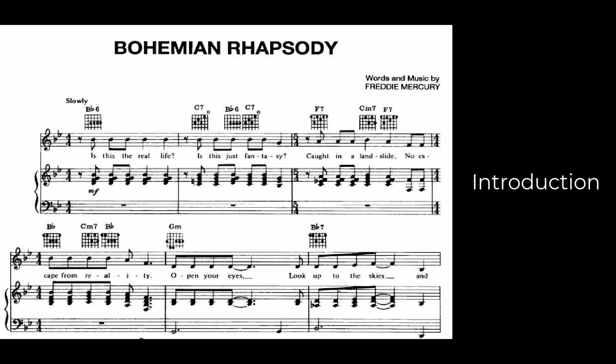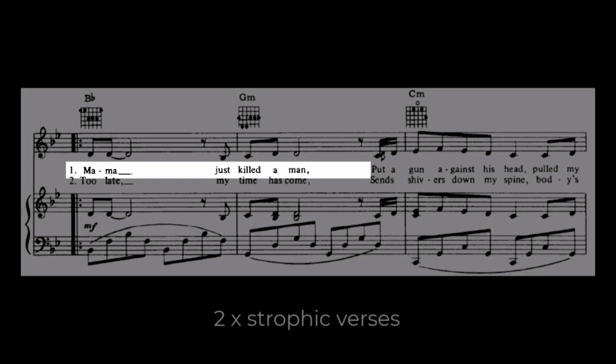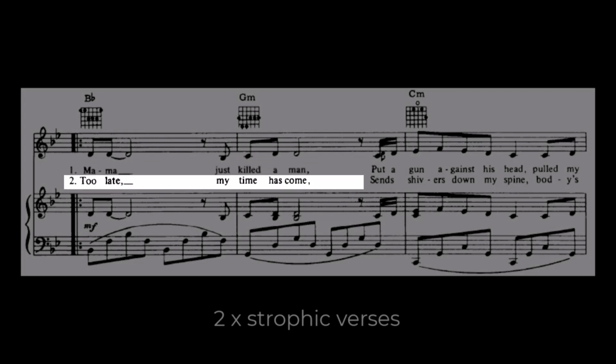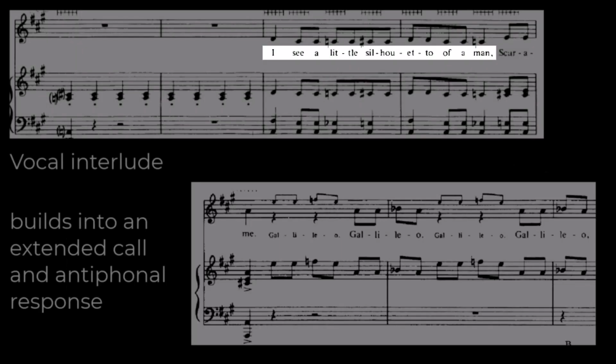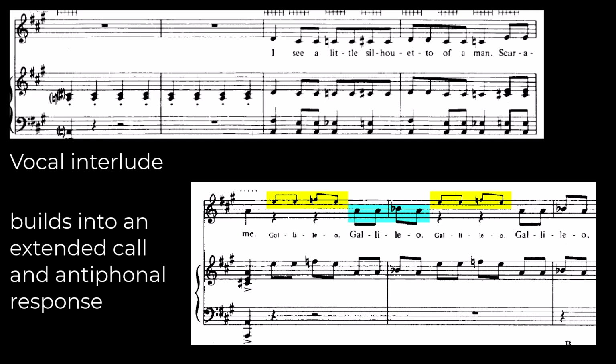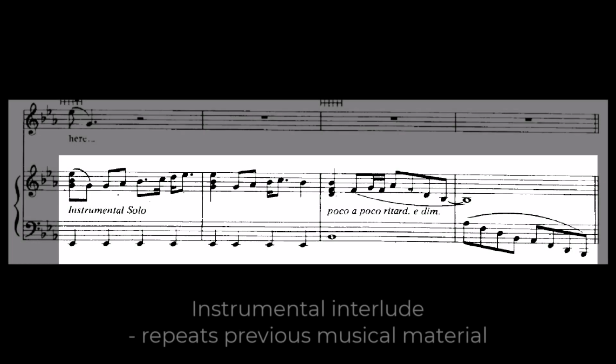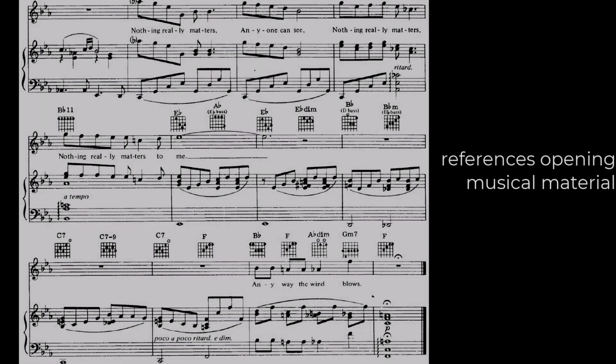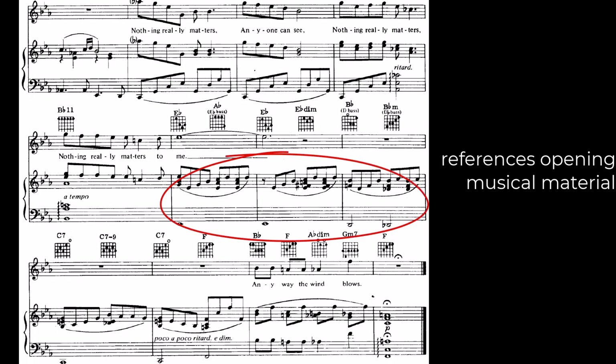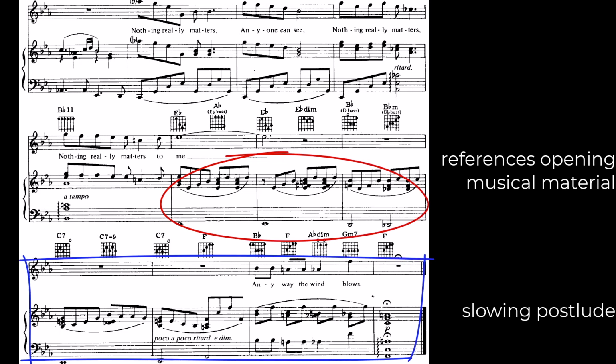We don't have time to examine this in depth, but pause the video if you need to examine any specific aspect. In this piece, we see a broad format of an introduction, the first verse beginning with "Mama just killed a man," the second verse beginning with "Too late," and which ends with a guitar solo, an interlude of "I see a little man," an extension of the interlude which builds into antiphonal call and response, an instrumental solo with different rhythmic pattern, and which proceeds to the taglines "Oh baby," an extension and variation of the instrumental interlude, a slower and reflective section that references previous musical material, and finally, a slowing postlude.